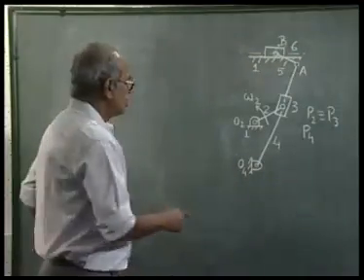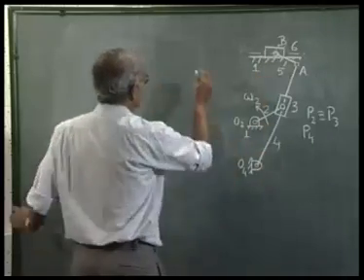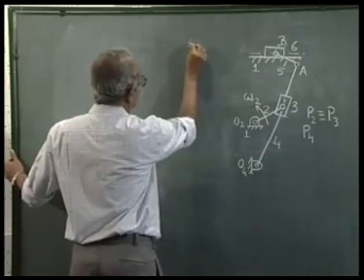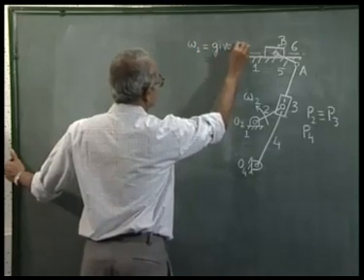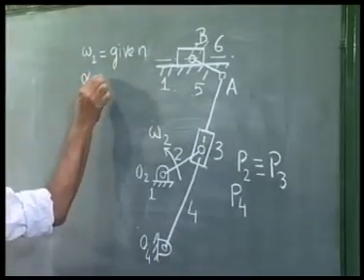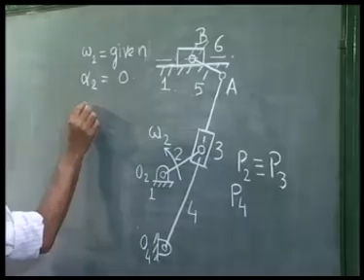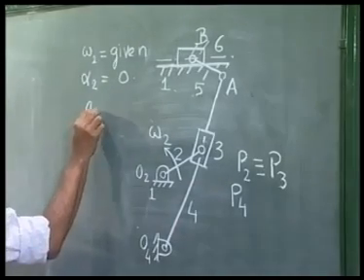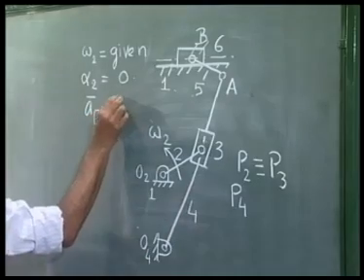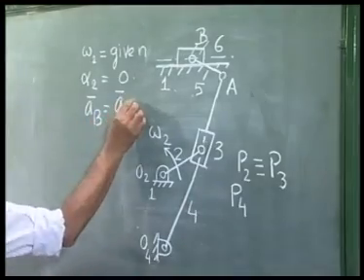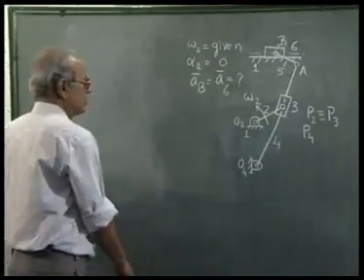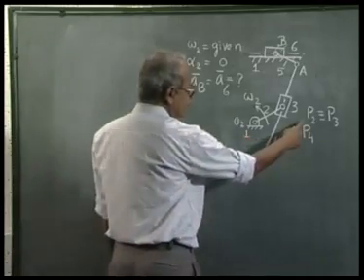Now we shall carry out the acceleration analysis of the same slotted lever quick return mechanism. The kinematic diagram we had already drawn, and we are saying omega 2 is given, and let us assume it to be constant as before, and the objective is to find the acceleration of the point B, that is the acceleration of the body 6, which is a slider. So again we consider the coincident points P2 and P4.